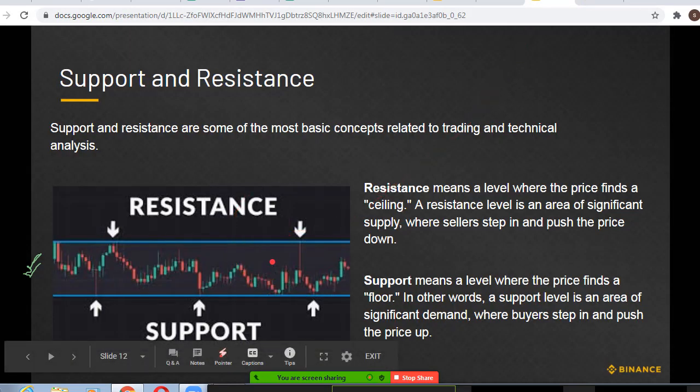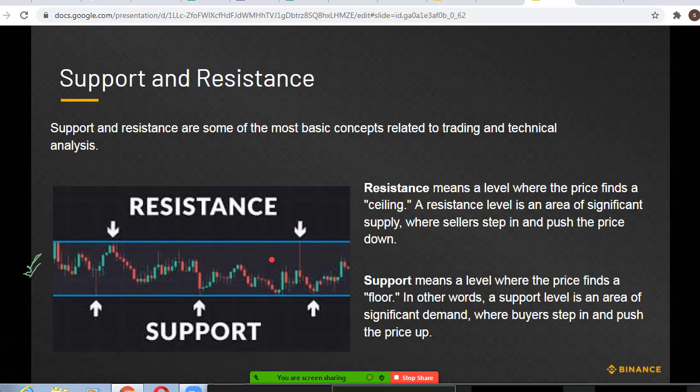Very important. I said resistance level acts as a ceiling for price to come down when price reaches that level, while support level acts as a floor, and it helps price to go up when price comes to that very level, as you can see here.